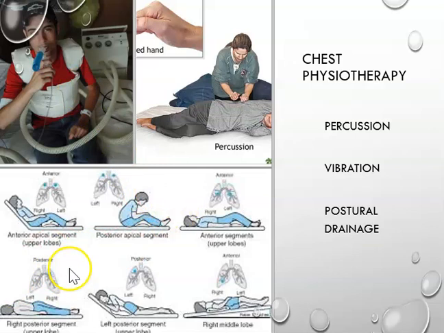Postural drainage is going to use gravity to move secretions. You're going to position the patient with the segment to be drained superior, or above the trachea. And this requires multiple repositioning, so you're really having to move the patient around to get this accomplished completely.